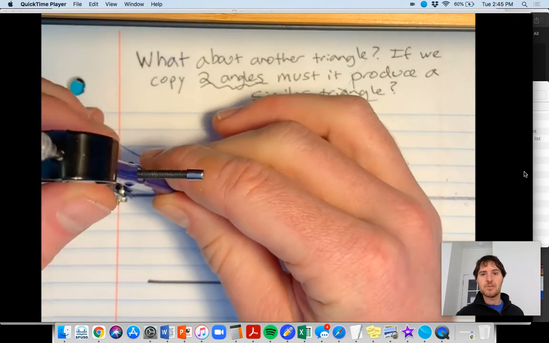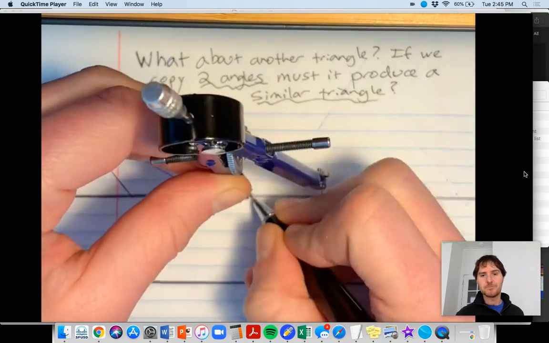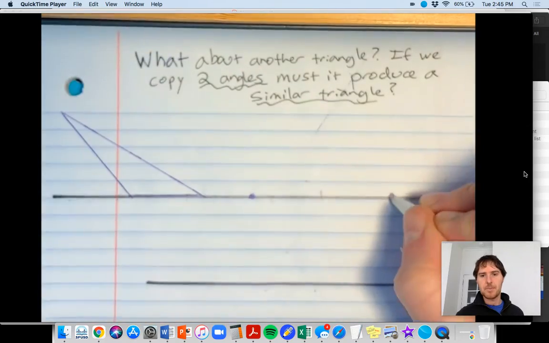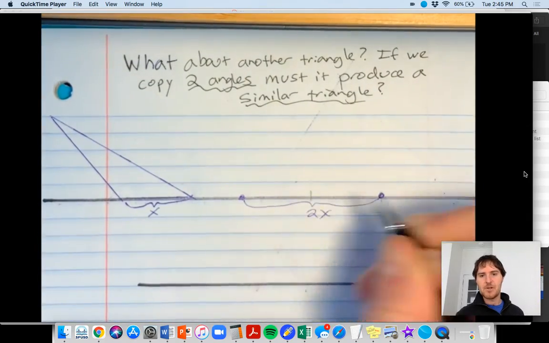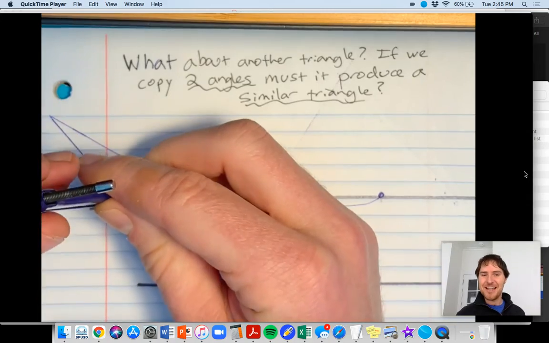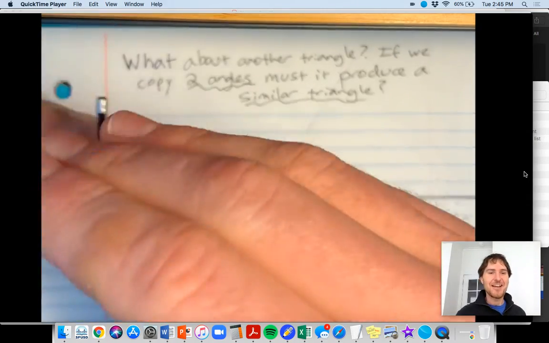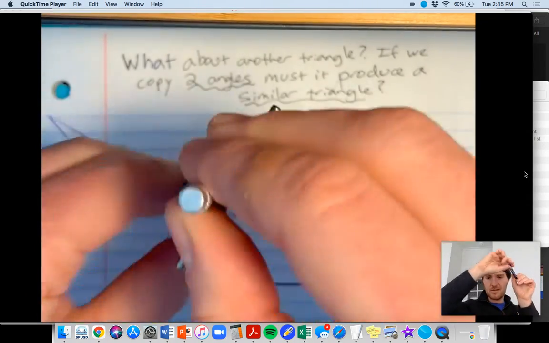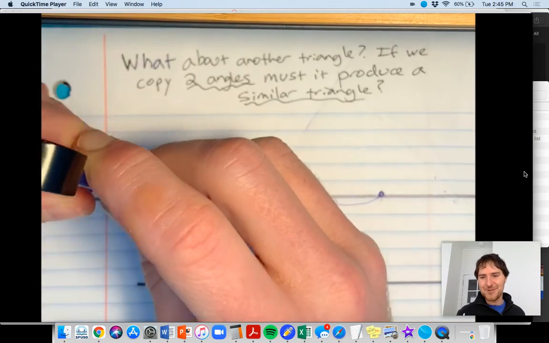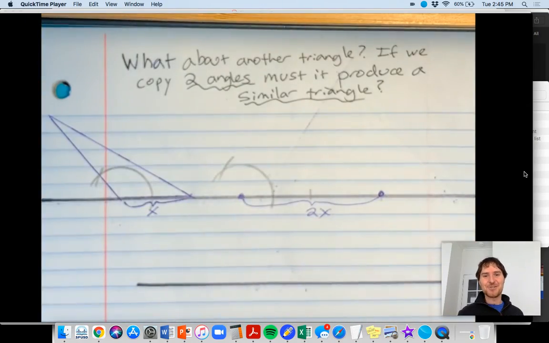If we copy two angles, must it produce a similar triangle? Let's check it out. I do the same thing. I did this in the same way, where I actually want to double the lengths here as I do this. So I swing the arc. You might have to do this in college, maybe. I don't know if they'll really teach you, but I figured I'd show it to you here.